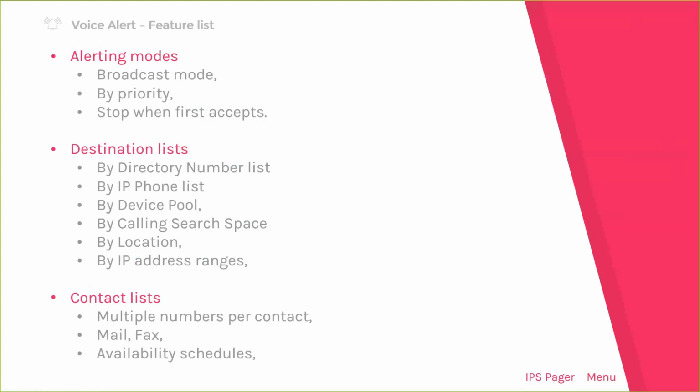Or you can call a limited list by priority. Call first one contact, then another one, and if, for example, the first one accepts the mission, you can stop dialing the other contact. It's possible to define list of phones based on the phone numbers, or IP phone list, or you can segment the list by device pool, calling search space, or location.